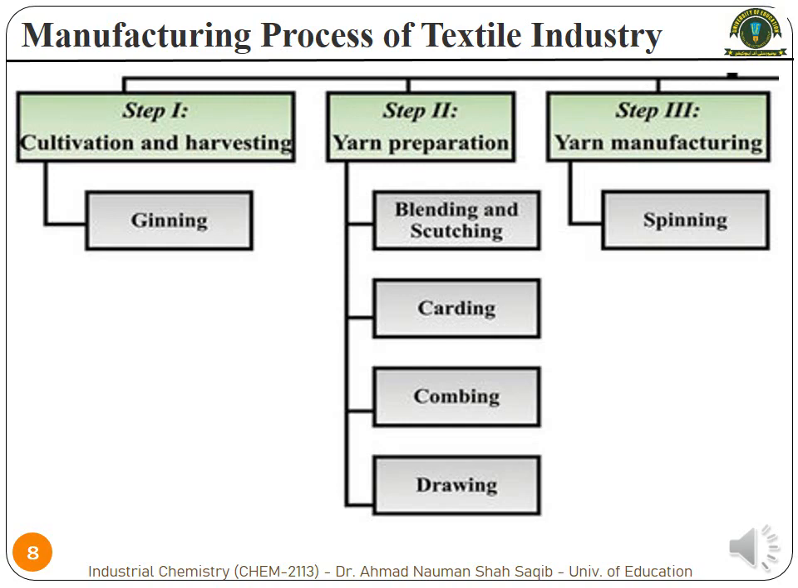So before we go into the detail of these steps, first just briefly overview these steps, and then we will discuss them in detail. Number one step in the textile industry is the cultivation and harvesting. And then the second step is the preparation of yarn, which includes blending and sketching, carding, then combing, which is sometimes optional, and then drawing. And then there is yarn manufacturing process, which involves the spinning process.